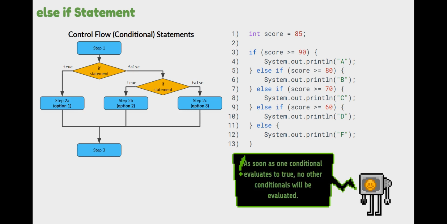As soon as one conditional evaluates to true, no other conditionals will be evaluated. So if your score was an 85, we don't print the A, but we do get into line 5 to print the B, but we don't continue with line 7. We don't ask if 85 is greater than or equal to 70. It is. We don't print the C because we already printed something. The else if on line 5 triggered, so we don't ask any further questions.